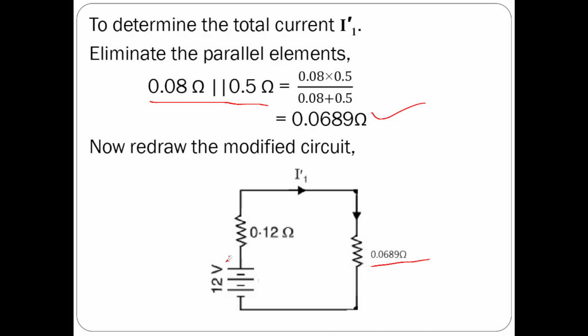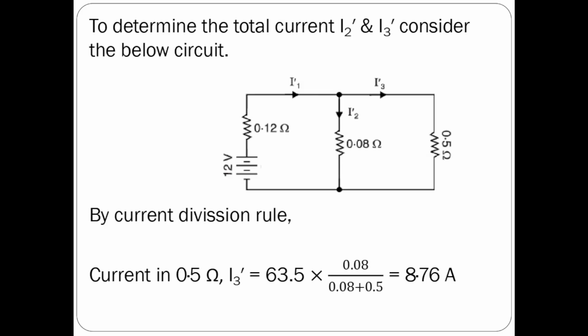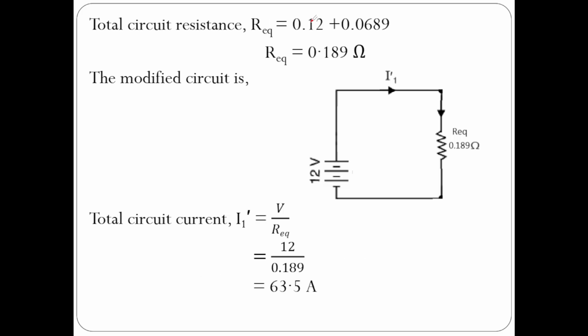Now from this positive terminal, current will come out of this source. It will flow through this internal resistance and then through the 0.0689 ohm resistor. These two resistors are connected in series, because the same current flows through 0.12 ohms and 0.0689 ohms. Therefore you can add those two resistances, 0.12 and 0.0689, and you will get 0.189 ohms. Now this is our modified circuit with a total resistance of 0.189 ohms.